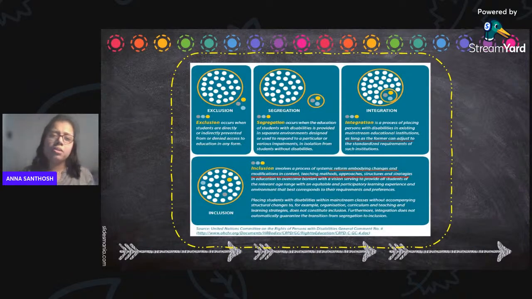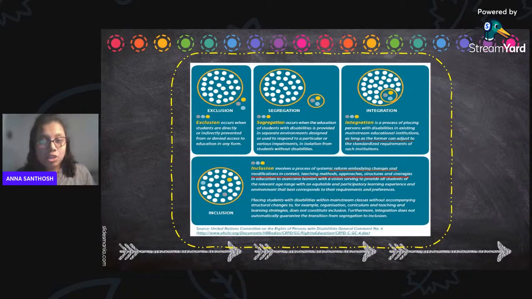I hope you all know this diagram. You might have seen this diagram before. This talks about exclusion, segregation, integration and inclusion. This talks about the history of inclusion. We had an exclusive environment first. If you go back in history, you can see that at first students were segregated and placed in separate schools, completely different from what the other children had access to. They were completely separated and everything was separate for them. They were like another community. The students with disability were placed in another community.